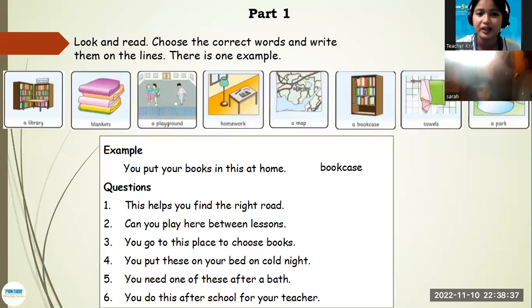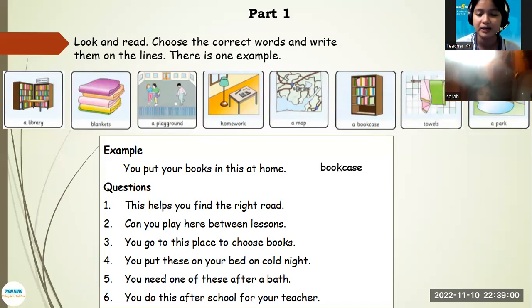Okay, so we are now in part 1. Okay, so look and read. Choose the correct words and write them on the lines. So there is one example. Okay, so before we answer it, let's read the words in the boxes. Okay, so please repeat after me.